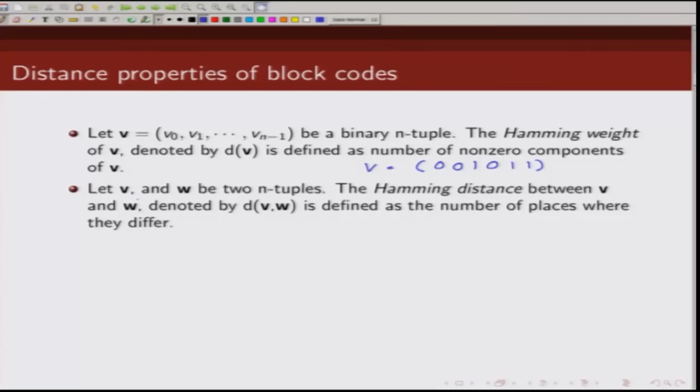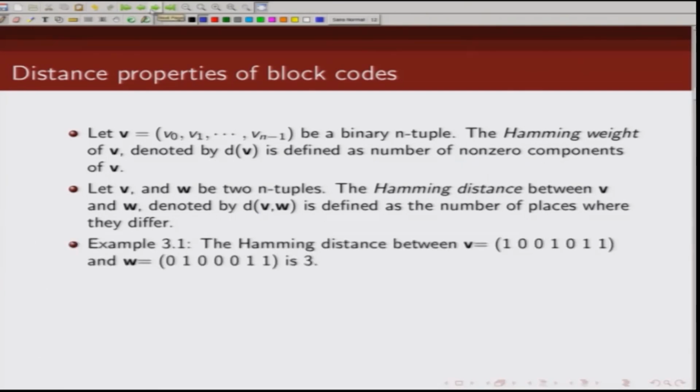Now, let V and W be two n tuples. We define the Hamming distance between V and W, which is denoted by d(V,W), as the number of places where V and W are differing. So, for example, if V is given by 1 0 0 1 0 1 1, and W is given by 0 1 0 0 0 1 1, then what is the Hamming distance?